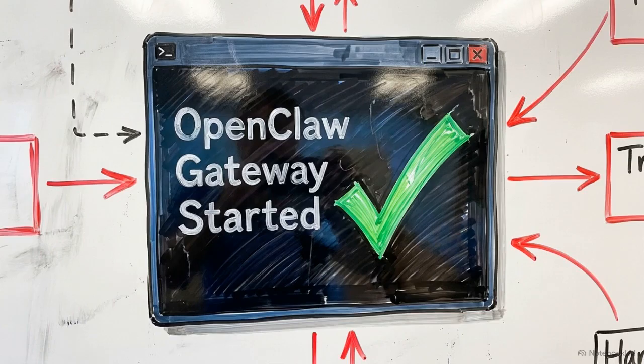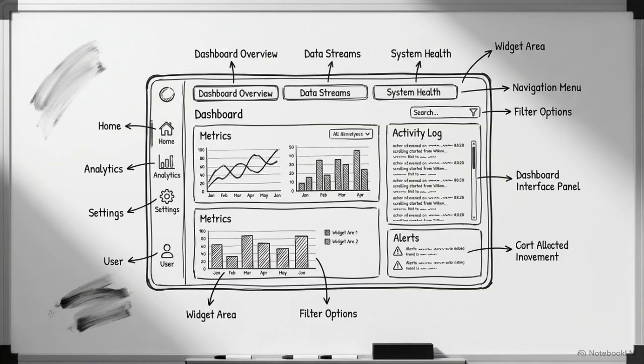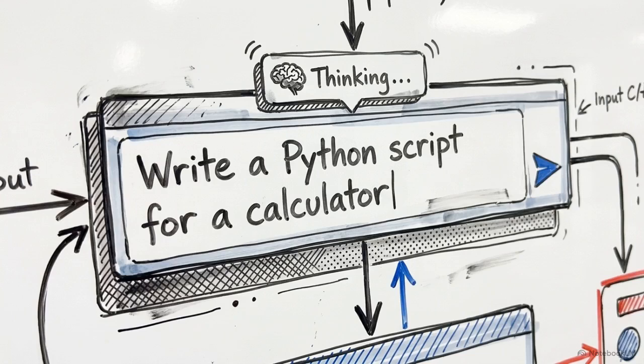Step 3 is the launch. Start the OpenClaw gateway in your terminal, then open the provided localhost URL in your web browser. Let's stress test the system. In the chat bar, ask the agent to write a Python script for a calculator and hit enter.